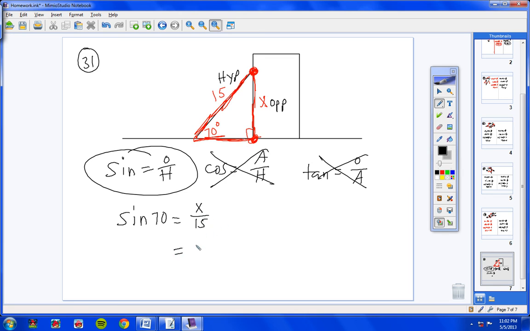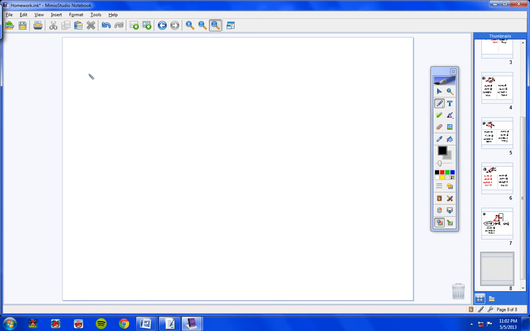Multiply both sides by 15, so you're left with x. Multiply the left side by 15, so you have 15 times the sine of 70, and the sine of 70 is 0.9397. Now multiply those two numbers together, and you'll come up with 14.10. So that's how high up the ladder is on the wall from here down to the ground. Pretty cool. Let's take a look at 32, and we're done with the whole assignment.